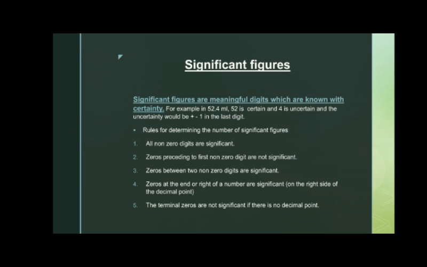Now have a look at the rules for determination of the number of significant figures. The first rule is all non-zero digits are significant. Second, zeros preceding the first non-zero digit are non-significant. Zeros between two non-zero digits are significant. Zeros at the end or right of a number are significant on the right side of the decimal point. And the last rule is the terminal zeros are not significant if there is no decimal point.